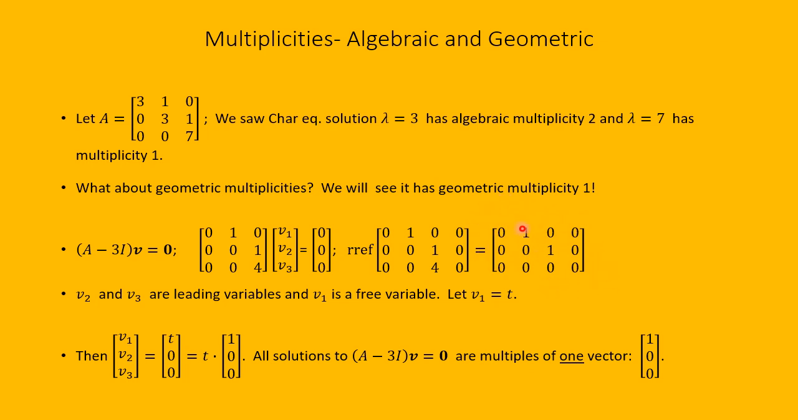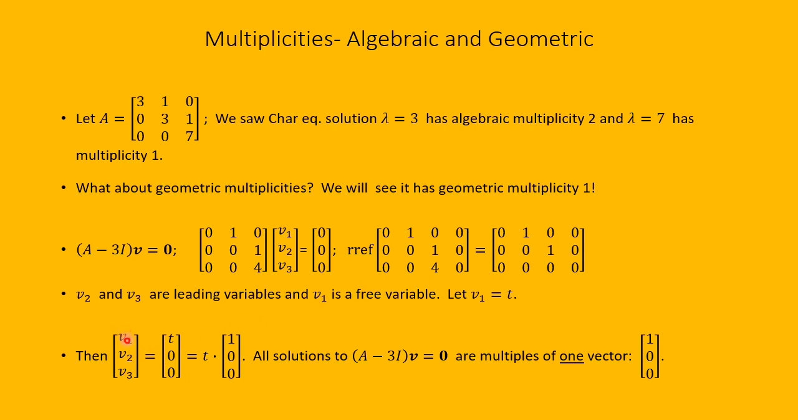Looking at the first row, we see that v2 is a leading variable. Looking at the second row, we see that v3 is a leading variable. The third row does not give us any leading variables. So v2 and v3 are leading variables, and that leaves v1 to be our free variable. Find the leading variables first, and what's left over are the free variables. So now let's set that free variable v1 equal to the parameter t.